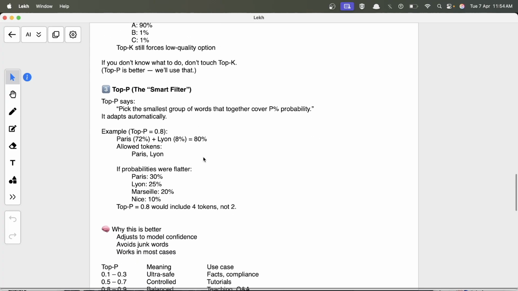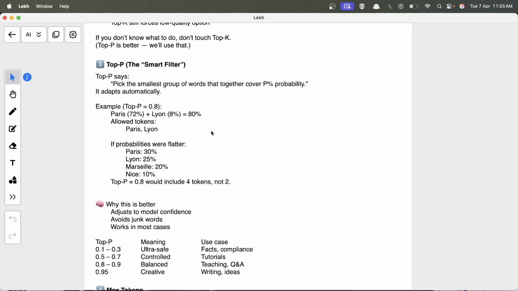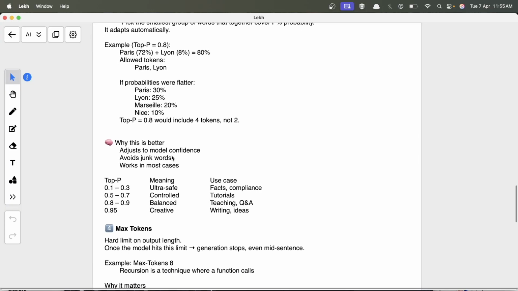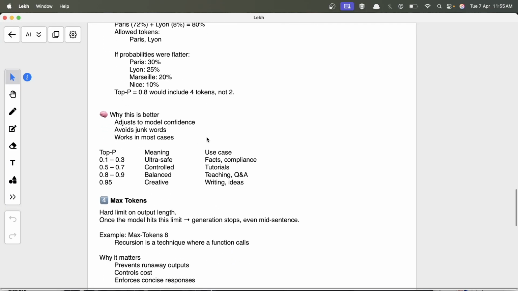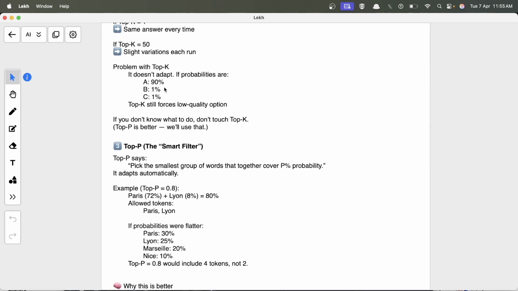So let's again take the same example. Let's say the top p value is 80%, 0.8. Let's say Paris has a probability of 72% and Lyon has 8%. Then the only allowed tokens in the output are Paris and Lyon. If the probabilities were lower, for example with high temperature, let's say Paris is 30, Lyon is 25, Marseille is 20, Nice is 10, then 0.8 would include 4 tokens, not 2, because the sum of these 4 is still under 80. So that's how top p works better than the top k parameter, because it adjusts to model confidence and avoids junk words. By junk words I mean the tokens which have very low probability and should not be chosen in the output.